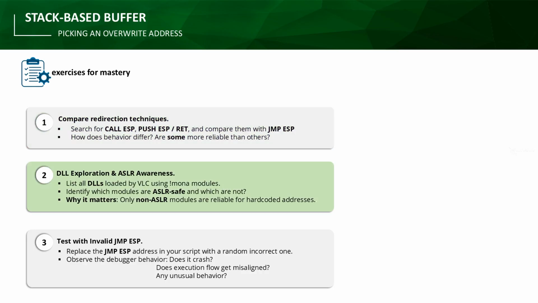2. Explore different DLLs loaded by VLC and identify which ones are ASLR safe. 3. Try replacing the jump ESP address with an incorrect one. Observe how VLC crashes or misbehaves when execution flow is misaligned. These exercises are designed to sharpen your instincts and reinforce a practical understanding of exploit reliability and stability. The more you probe, the more control you gain.